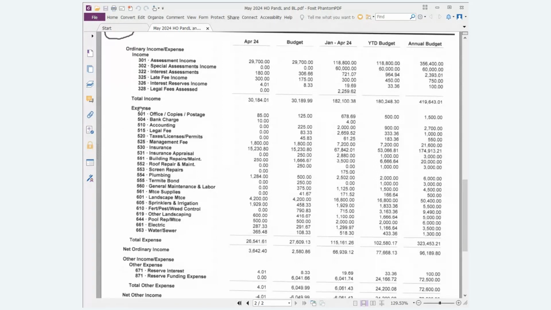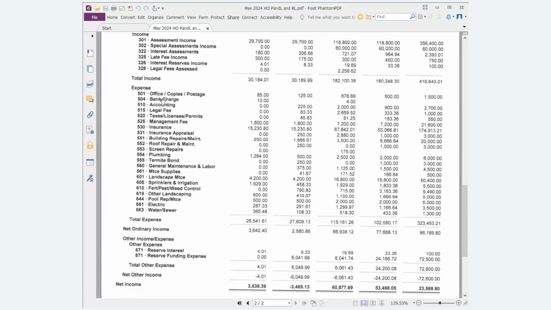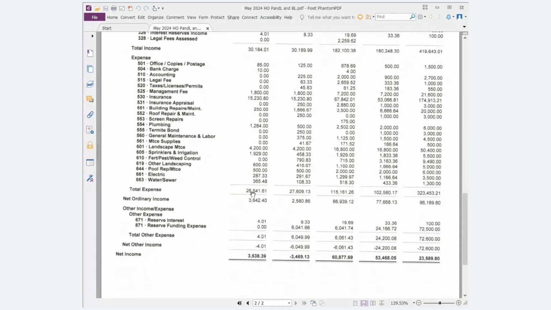Then we have the expenses. Again, this is a cash basis. If this were accrual basis, then you'd also want to have a supplemental report, the cash disbursements ledger, which would show you the actual cash disbursements. But this serves that purpose since it's a cash basis and not accrual basis. Nothing unusual here. You can see the typical operating expenses for an HOA with a total expense here, and then a net ordinary income of $3,642.